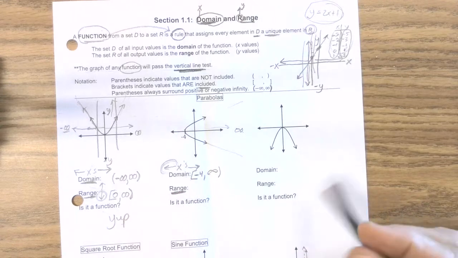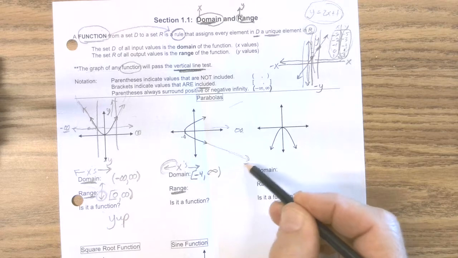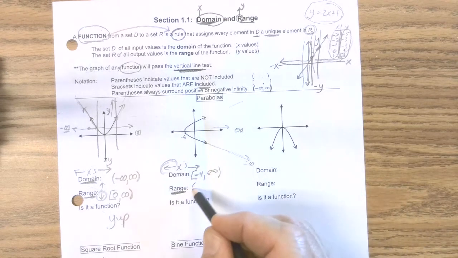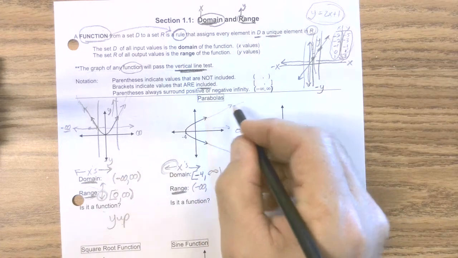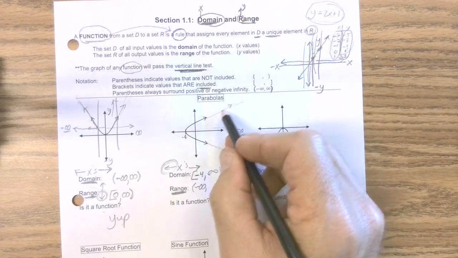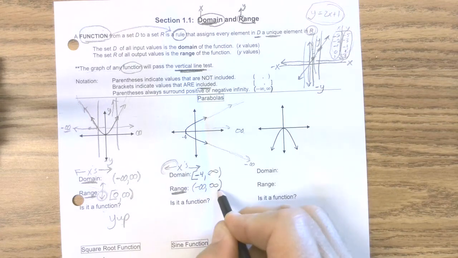Range. How low does it go? Well, if this just keeps going and going and going, it's going to go down to -infinity. And you always start with how low it goes. And then how high would it go? Well, it would take a while, but if it goes on forever, it's going to get up to infinity.